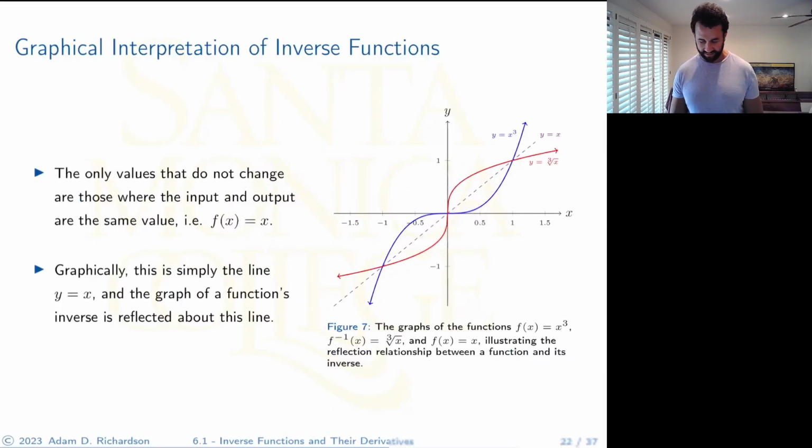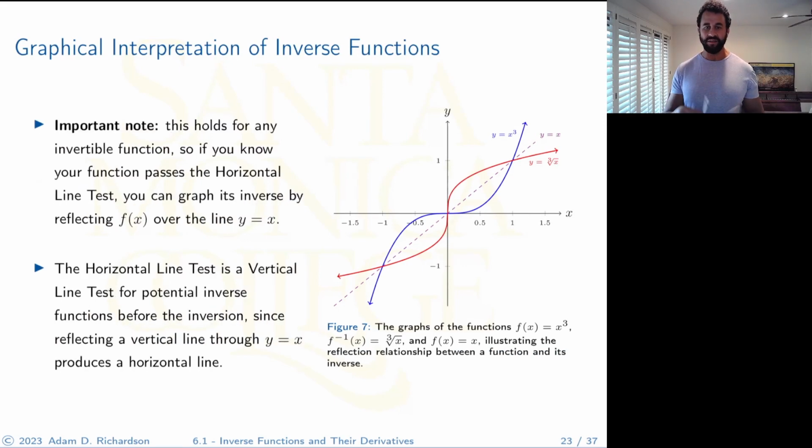And because of that, we can basically say that everything else gets flipped. So this is the graph of x cubed. If I want to graph the inverse of x cubed, I'm just going to reflect it about the line y equals x. That's exactly what happens. And this holds for any invertible function. So if you know your function passes the horizontal line test, you can graph its inverse by reflecting y equals f of x over the line y equals x.